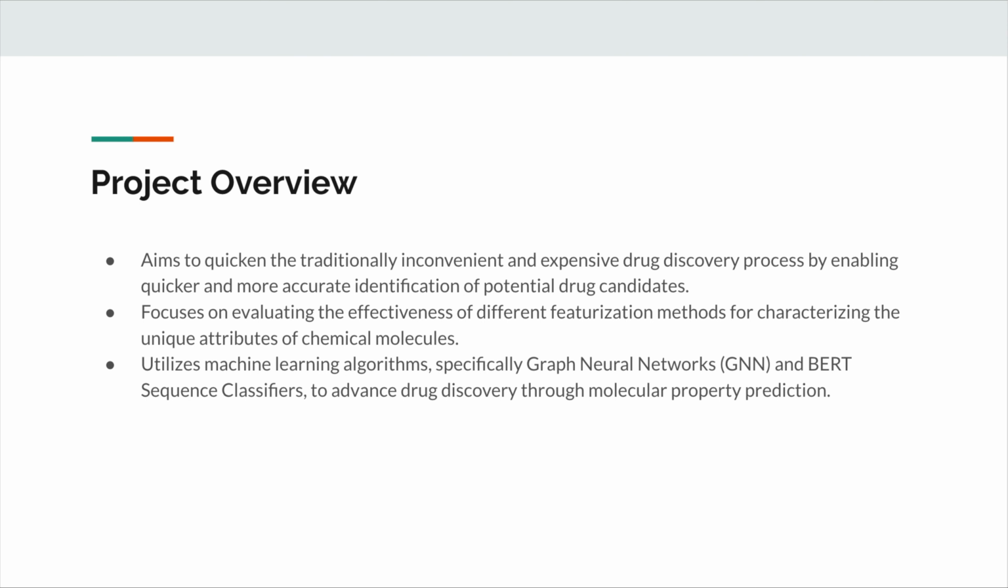Project Overview. Firstly, one of our primary objectives is to make the drug discovery process more efficient and cost effective. Traditionally, this has been a very long, complex, and expensive journey. Our research employs machine learning to speed up this process by helping us identify potential drug candidates more quickly and with greater accuracy.